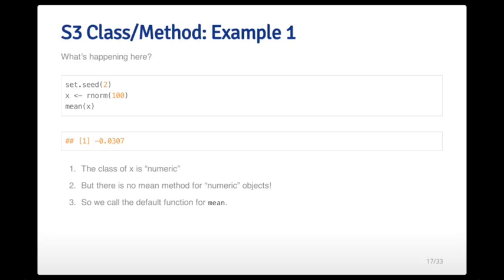First of all, the class of x, which is this random normal vector, is numeric. So I call the mean, which is a generic function, on this numeric vector. It will search to see if there's a specific mean method for numeric objects. But as it turns out, there's no method for a numeric object, so it will call the default function for mean, which calculates the sum of all the elements and divides by the length of the vector.